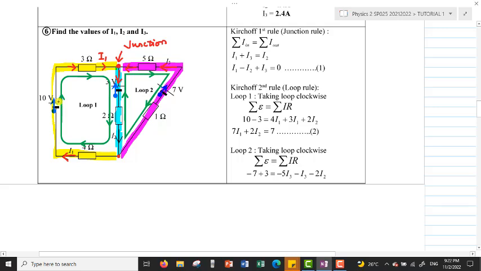Before we write down the equations, we draw the direction of the EMF. This is the direction of the EMF for 10 volts. This is the direction of the EMF for 3 volt, and this is the direction of the EMF for 7 volt. Okay, so we consider loop 1.